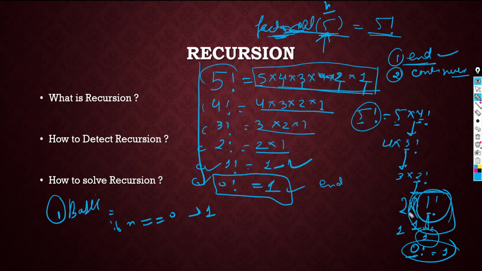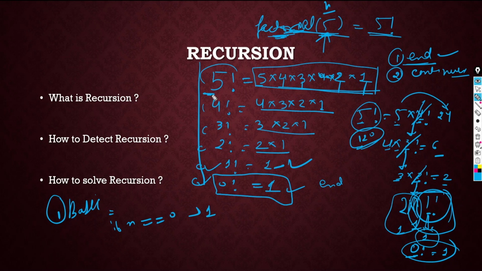And 1 into 1 into 2 is equal to 2. So 2 factorial will be 2. It has been removed. 3 into 2 is equal to 6. 3 factorial has been removed. 4 into 6 is equal to 24, and this has also been removed. 5 into 24 is equal to, tell me, 120. Right? This is your expected output.